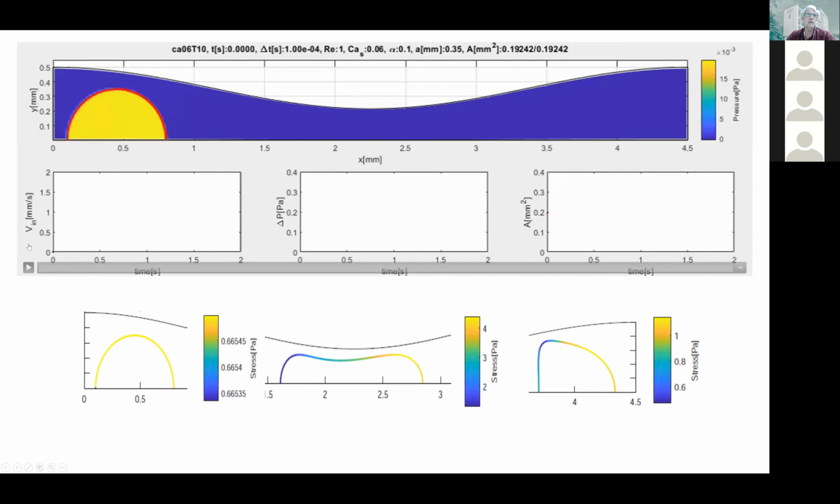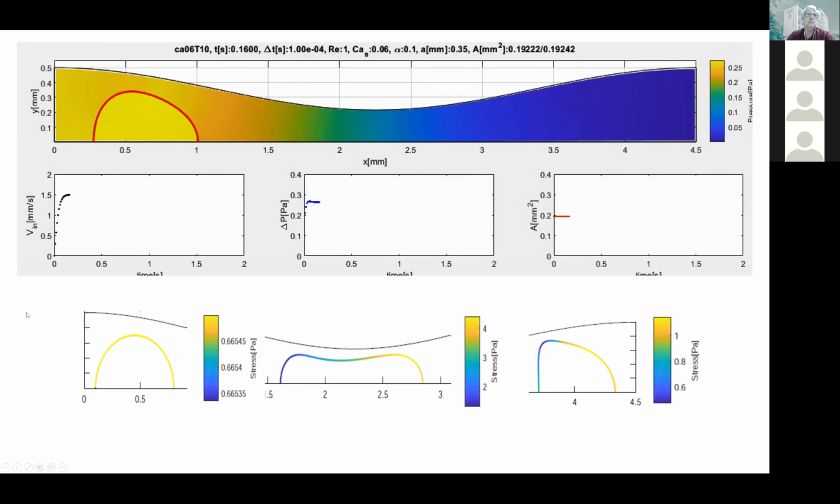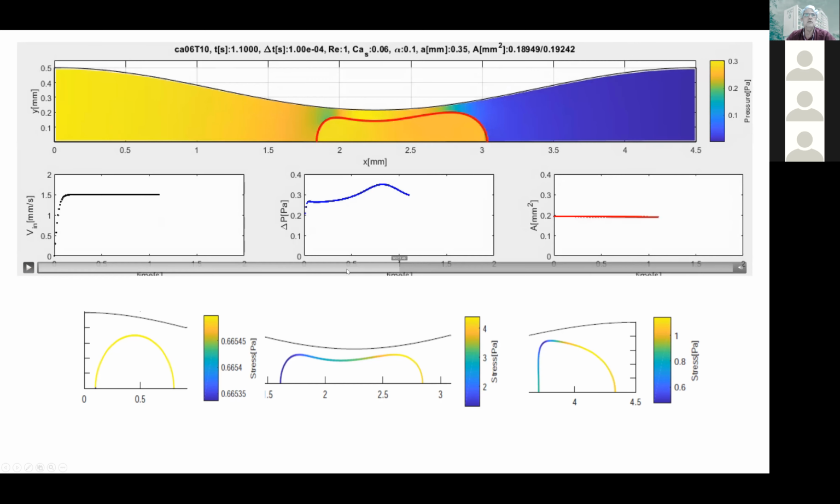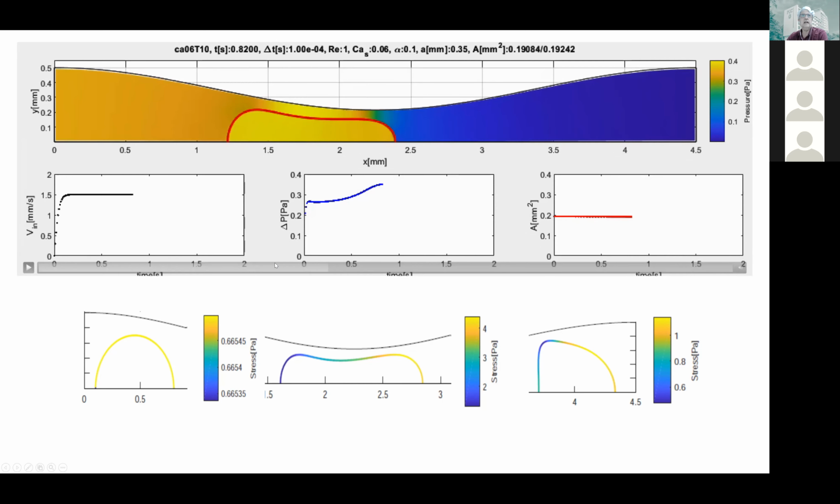So now we're going to start the flow. We are going to impose a flow rate. I'll stop here. You see that the capsule is flowing through the constriction, going back here. You can see now there is a pressure difference. As the capsule flows through the constriction, the pressure difference is going to get higher and higher. This middle plot is showing the pressure difference from the inlet to the outlet. You can see that as the capsule is flowing through the throat, the pressure will go up.